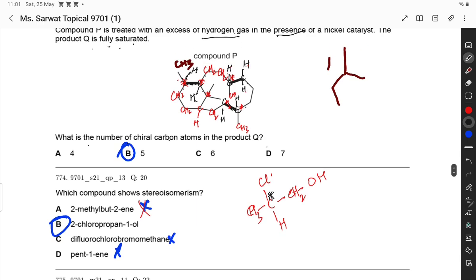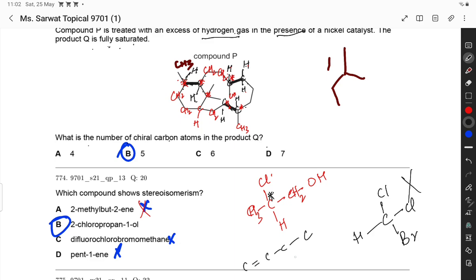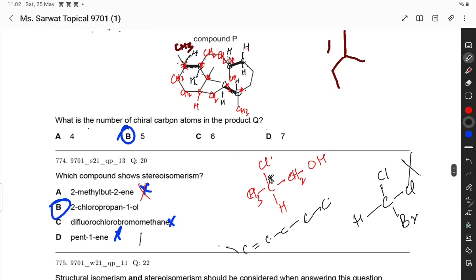Next, difluorochlorobromoethane, dichloromethane, dichloro Cl, Cl, bromo H. So this is not a chiral carbon, and pent-1-ene is also not a chiral carbon. 1, 2, 3, 4, 5. This is also not a stereoisomer, because this double bonded carbon is surrounded by 2 hydrogen atoms, the same.